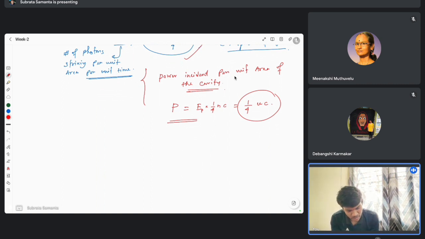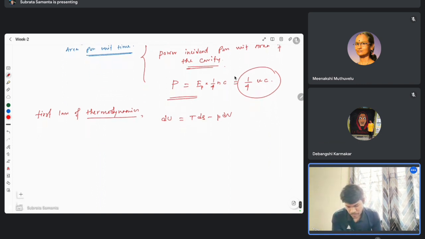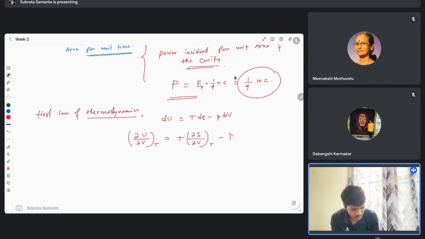Recall our first law of thermodynamics, which tells us that dU, the change in total internal energy, is T dS minus P dV. Here P is the pressure and dV is a small volume change. Now we take the derivative with respect to the volume at constant temperature. So (del U/del V) at constant T equals T (del S/del V) at constant T minus P.